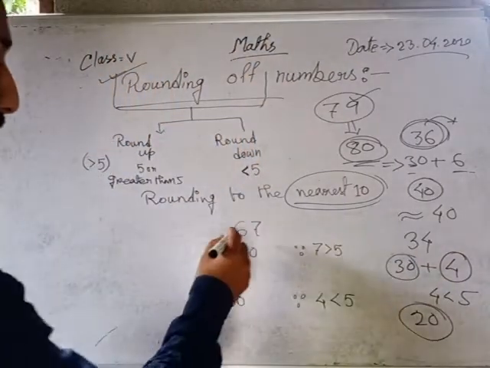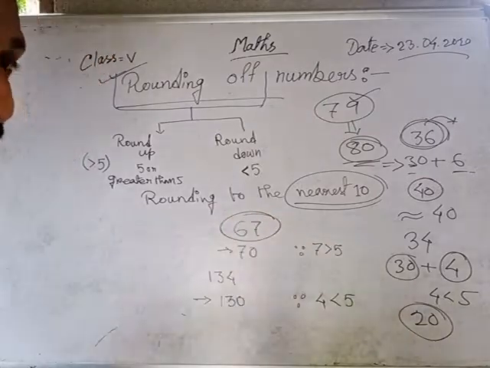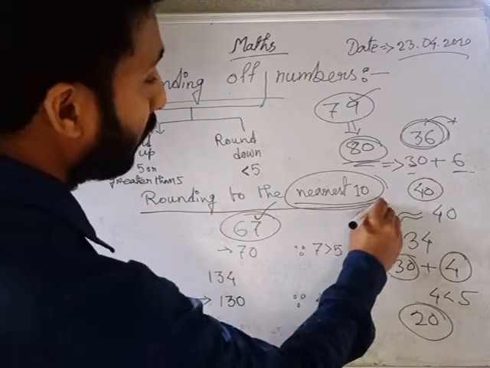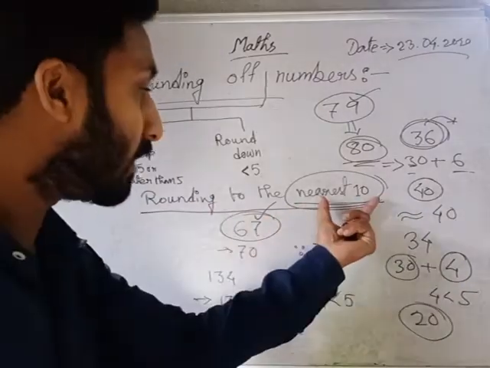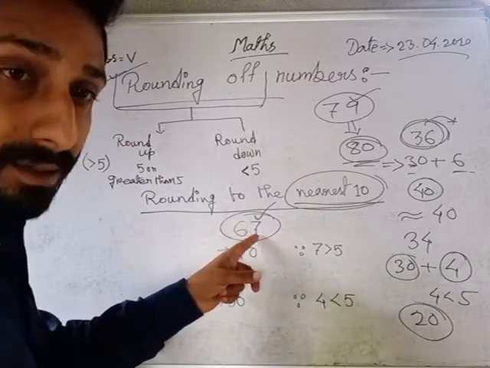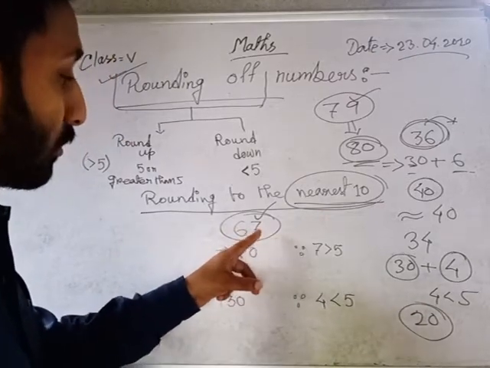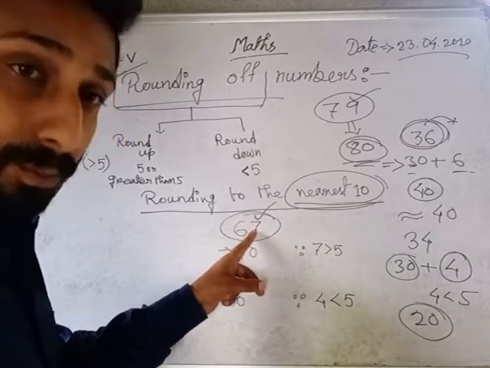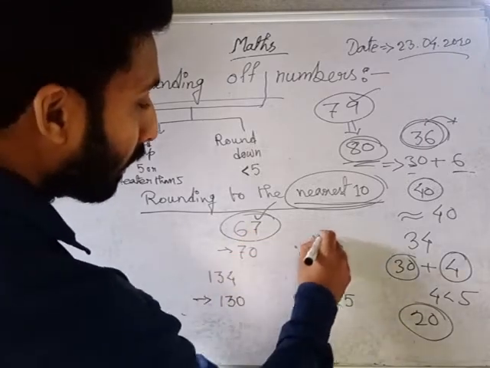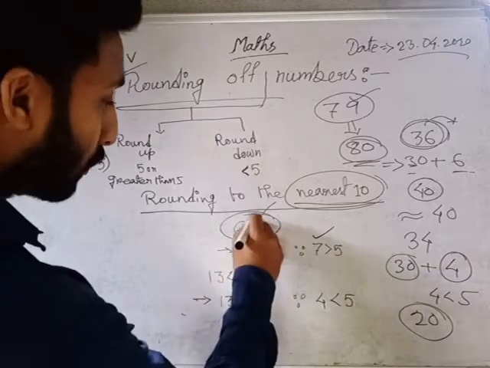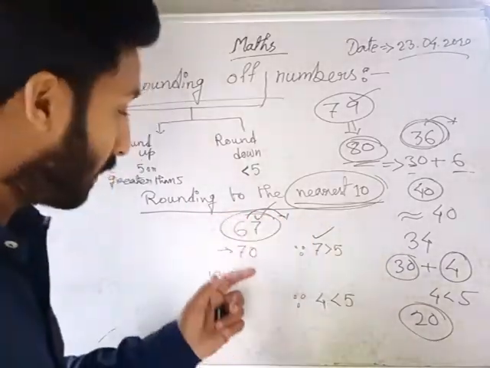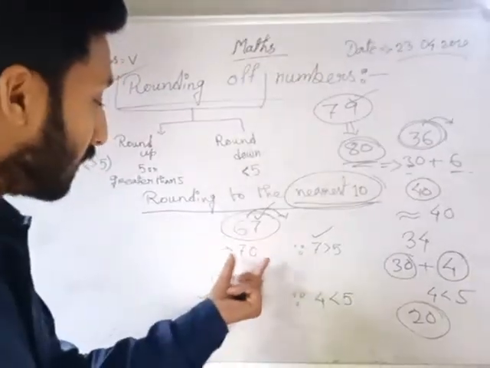Okay. Suppose here is 67. Rounding to the nearest 10, that means tens. 6 tens are there and 7 is in the ones place. So we should follow the same ones place digit. 7 is greater than 5. That's why we should go to the next tens. After 60 comes 70. 7 tens, that is 70.